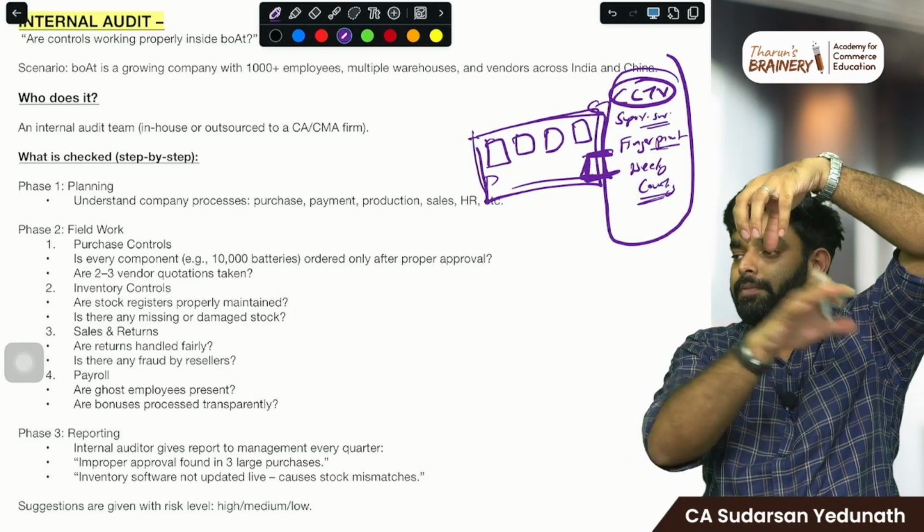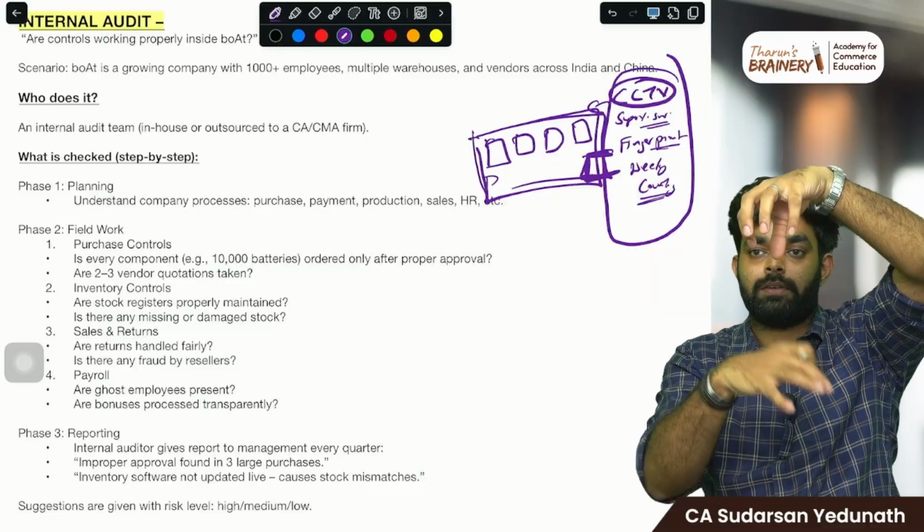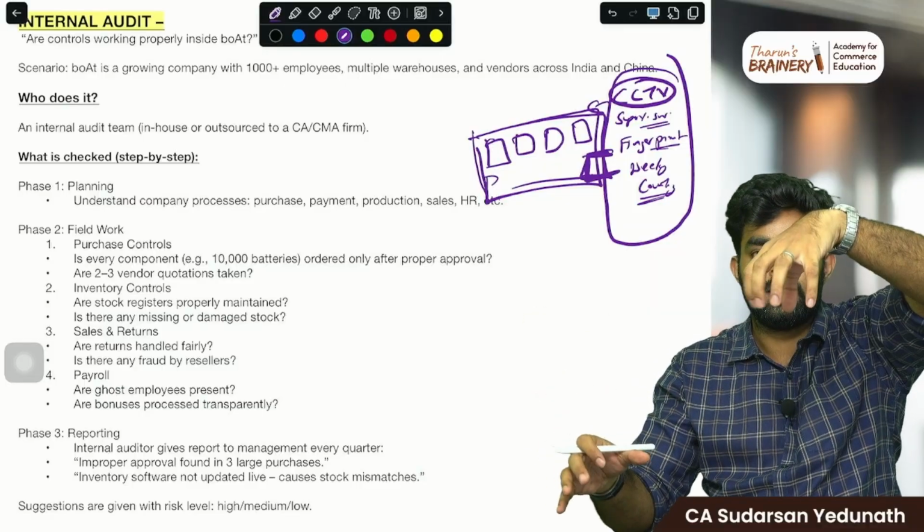One supervisor looks after 4 employees. 4 employees are there, and this person will be looking after each of them. So this person is a control.